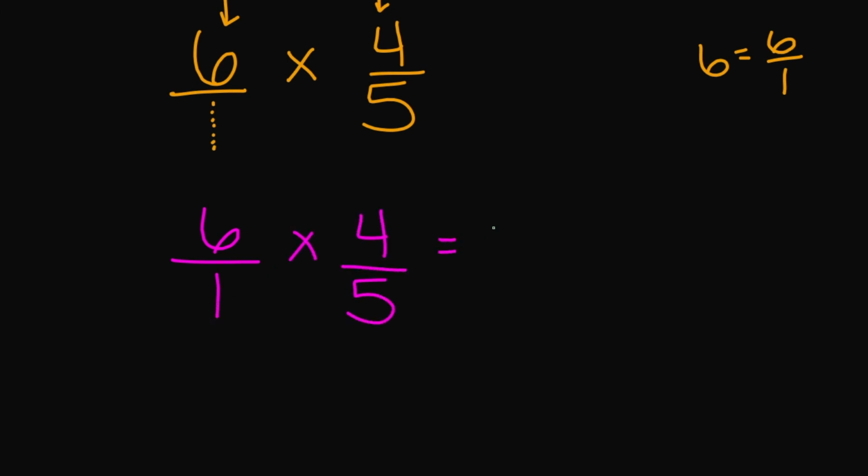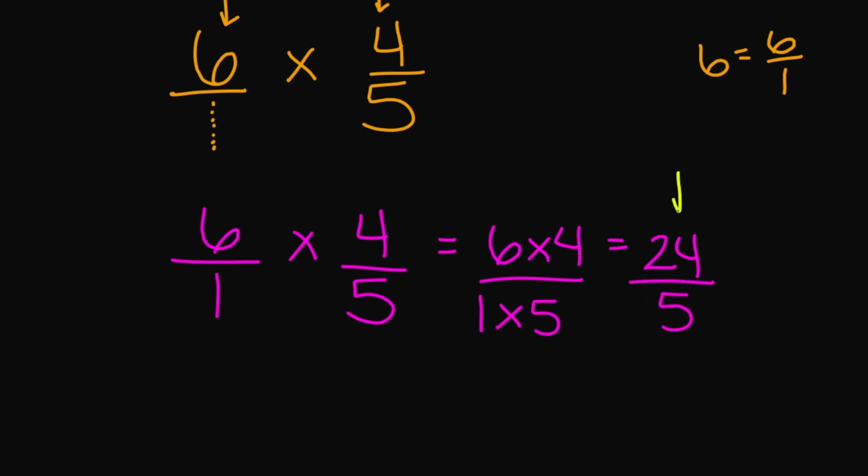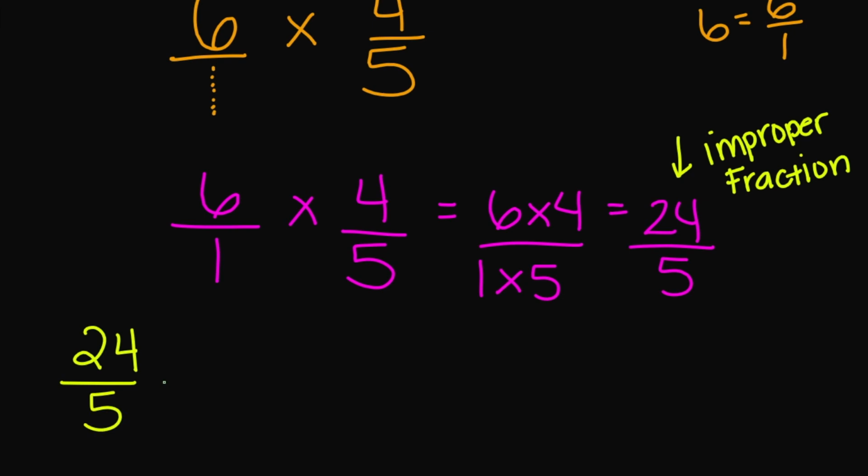My numerator, we have 6 times 4. This is going to give us 24. And then my denominator, we have 1 times 5. This is going to give us 5. Since my answer here is 24 over 5, this is an example of an improper fraction. Let's go ahead and turn this into a mixed number.